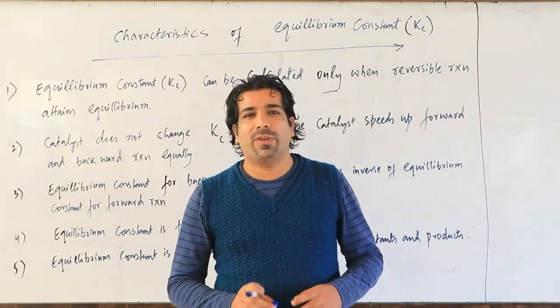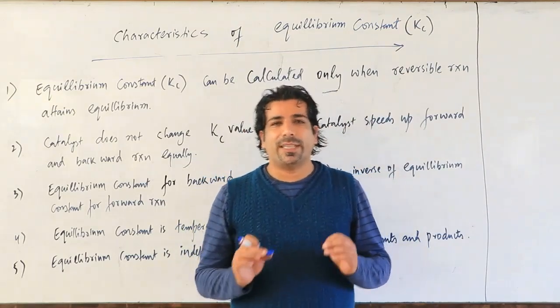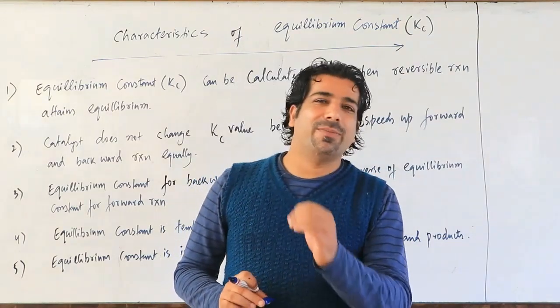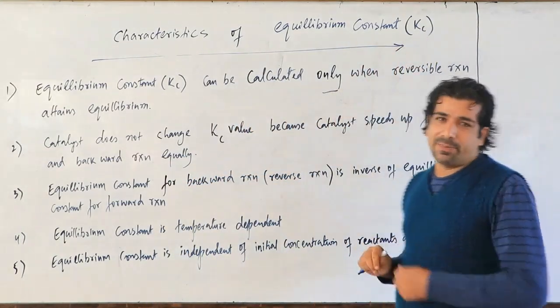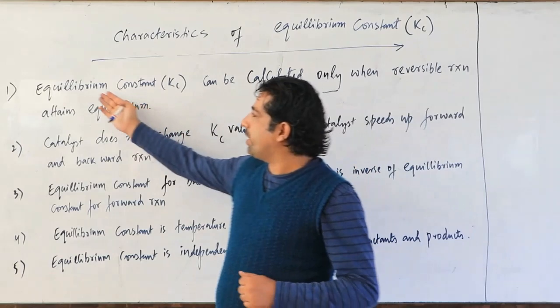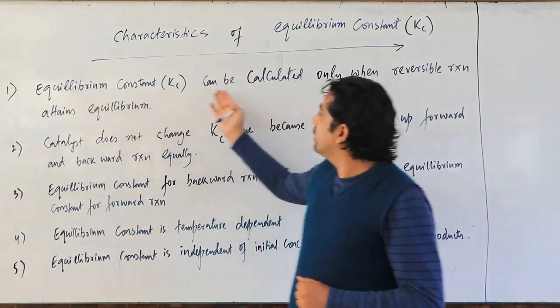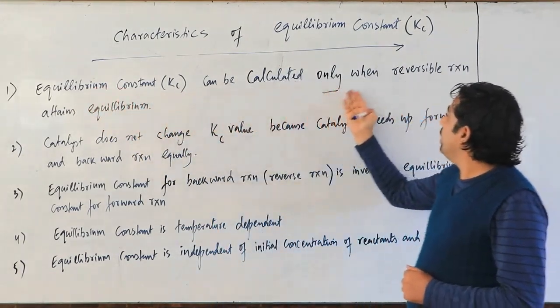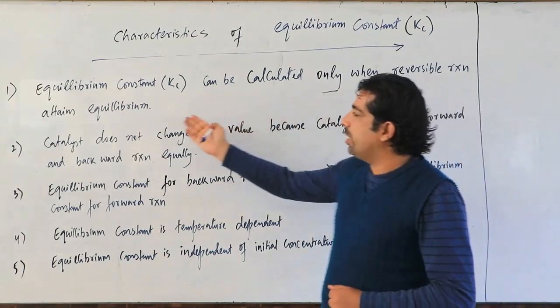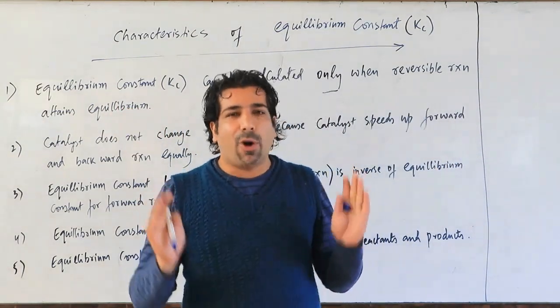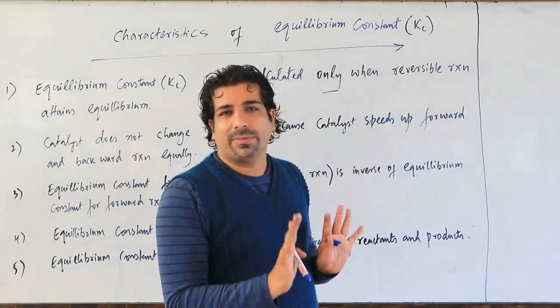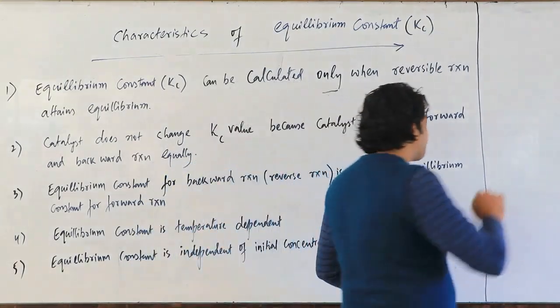Dear friends, today we'll be talking about characteristics of equilibrium constant, and that equilibrium constant is our Kc. Okay? So the first point here is equilibrium constant can be calculated only when a reversible reaction attains equilibrium. So value of Kc can be only calculated at equilibrium. That's it.